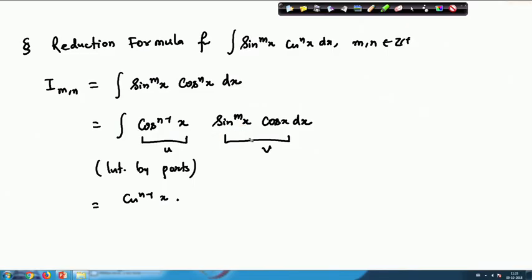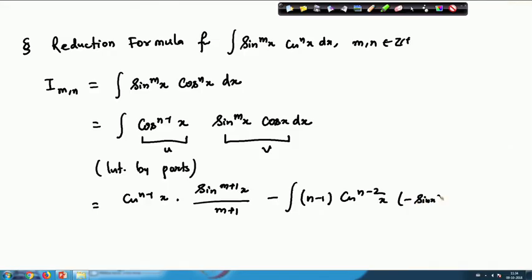So if I substitute sin x equals z, then this will turn into cos x dx equals dz, and ultimately we obtain z to the power m plus 1 divided by m plus 1, and since z is sin x, it reduces to sin to the power m plus 1 x divided by m plus 1. So to calculate the integral of this, we use the method of substitution. Now minus the derivative of the first function, so n minus 1 times cos n minus 2 x times minus sin x, and then again if I integrate, this will reduce to sin m plus 1 x divided by m plus 1 dx.